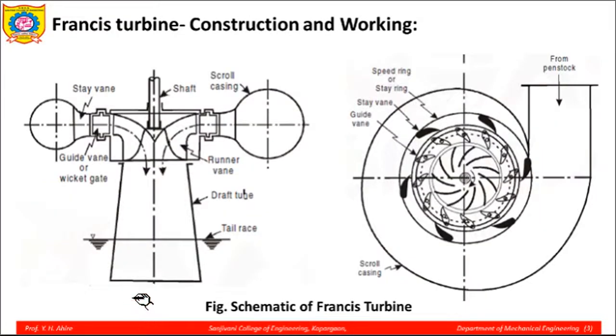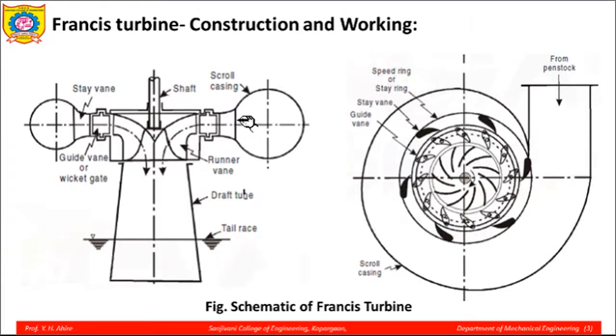So now we will see the construction and working of a Francis turbine. Okay, so the Francis turbine has a scroll shaped casing. First of all, this is a scroll shaped casing. So here you can see this is a scroll shaped casing, right? It has a spiral shape, and this is the intake from the penstock. So this is connected to the penstock. The water will enter in the spiral shaped scroll casing.